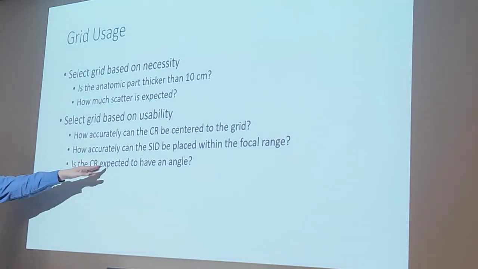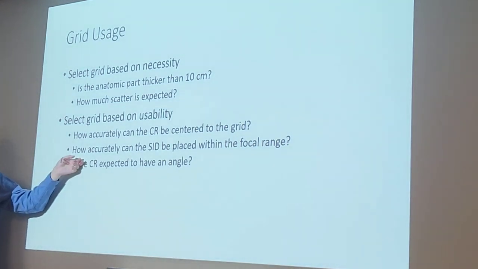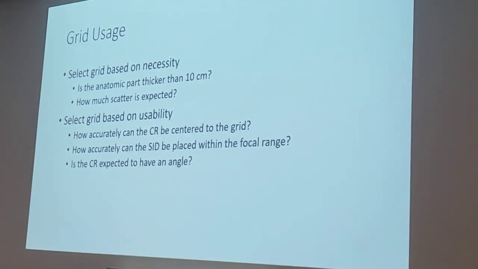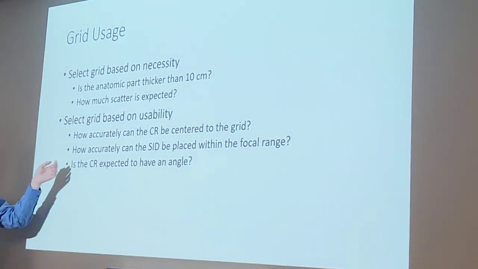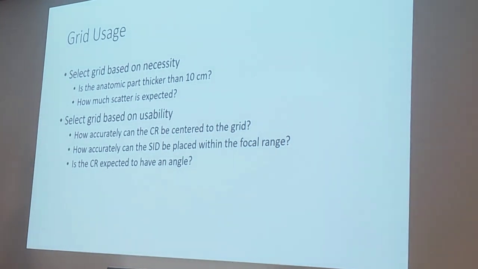And finally, is the CR expected to have an angle? Maybe I want to use a grid, but I can't guarantee that there won't be an angle. If I angle, what kind of artifact could I end up with? What is the artifact with the angle? Focused, non-focused, off-level, very good. An off-level grid cutoff artifact. So if I have an angle, I could run into an off-level artifact. Do I want to risk it? That would be a decision you need to make. So grid usage depends on a variety of factors. There's no one size fits all. You always need to take a look at your situation. Does that make sense?